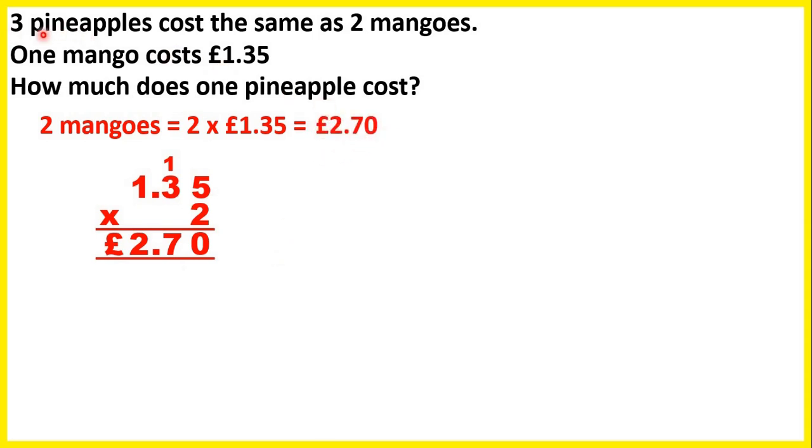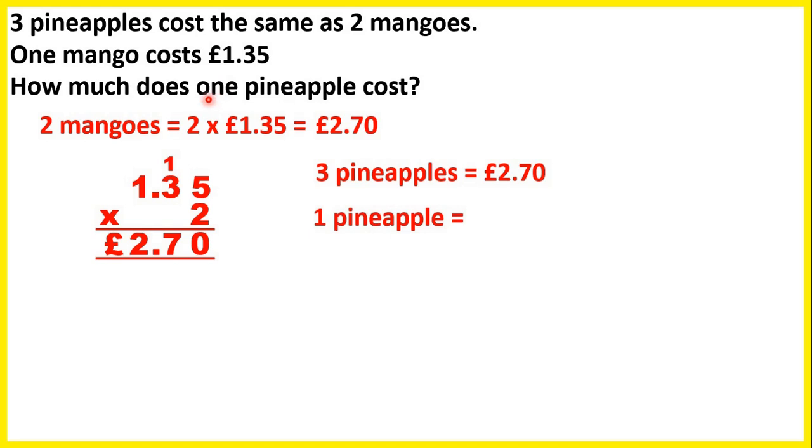So because 3 pineapples cost the same as 2 mangoes, that means 3 pineapples will cost £2.70 as well. And if we know the cost of 3 pineapples, we can find the cost of 1 by dividing by 3. So £2.70 divided by 3 is £0.90, or 90 pence.